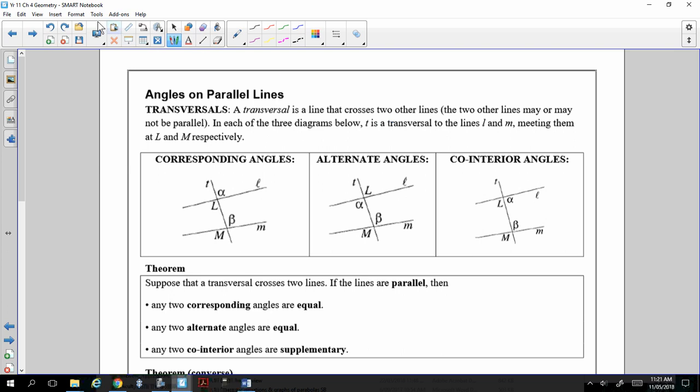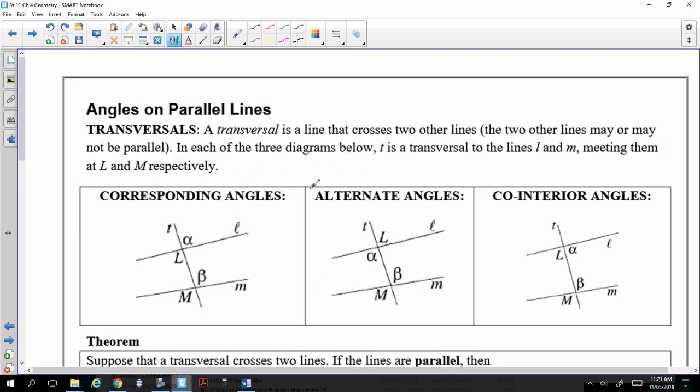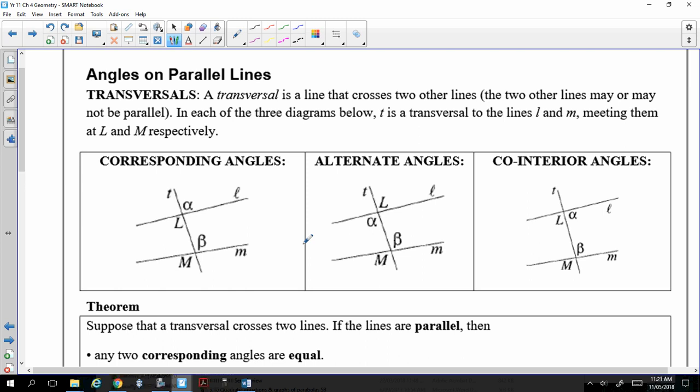Angles on parallel lines. First word you have to learn is called transversal. What's a transversal? Simply a line that crosses two other lines. That's the meaning of transversal. The two other lines may or may not be parallel. Note that. So a transversal doesn't have to involve parallel lines. It can just cross two lines.